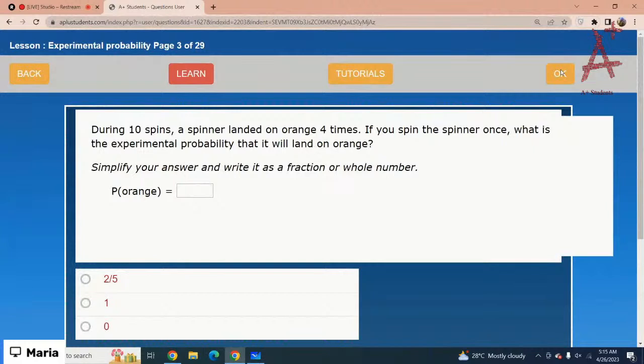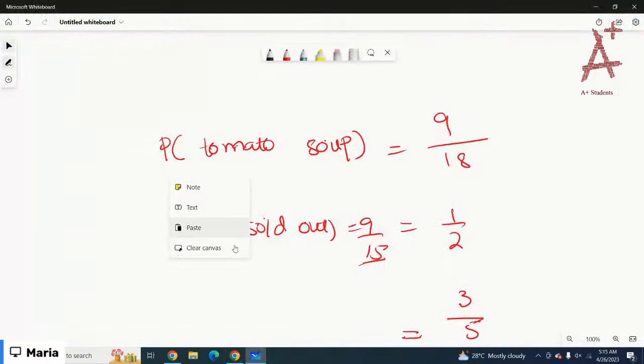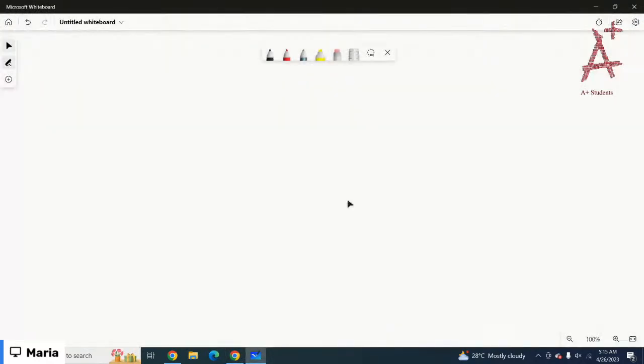During 10 spins, a spinner landed on orange 4 times. If you spin the spinner once, what is the experimental probability that it will land on orange? So the total spins are 10, and out of the 10, 4 were orange. Probability of orange is 4 out of 10. Got it? So 2 times 2 is 4 and 2 times 5 is 10. So it would be 2 over 5. So the correct option is 2 over 5.